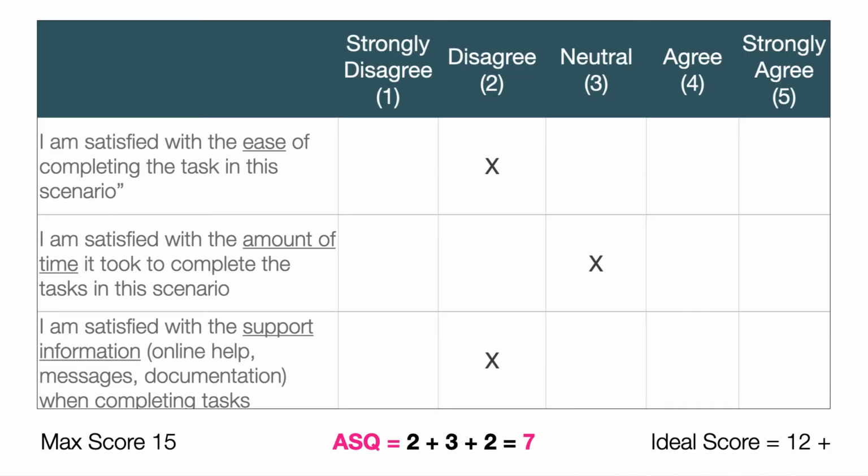And here we are, an example. Somebody has ticked in, disagreeing, neutral and disagreeing, for whatever reason it is. Now the ASQ has a maximum score of 15 and the lowest score is going to be 3. So you could work out as you like. So when you're thinking about ASQ for this person, they are scoring 7 because it's 2 plus 3 plus 2. Ideally, you want to be scoring 12 or above, and it just gives you a good benchmark.